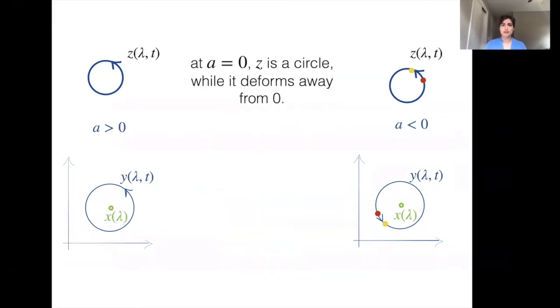And that might seem like a problem, but at the center, when A is equal to 0, by information on the Hopf bifurcation, we know that Z is a perfect circle. So what is happening is that it's going to be deforming away from 0, and it's going to be deforming in opposite ways on the two sides of A. So we can actually build a symmetry between a tuple (A, Z) and (-A, Z), where we just shifted the time in the Z component.